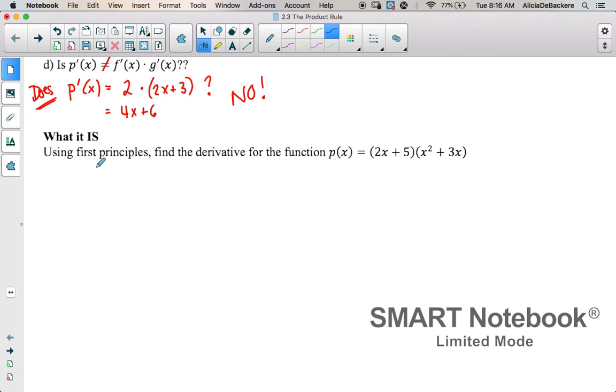So we're going to use first principles to find the derivative for the function p at x. I'm actually going to move that right over to the side because it's going to get pretty wide. So p prime at x is going to be equal to the limit of the difference quotient. So it's going to be p at x plus h minus p at x, all over h.